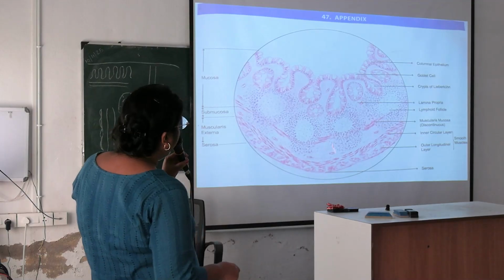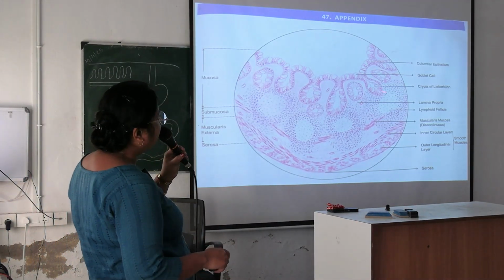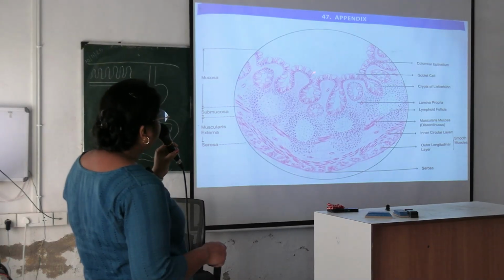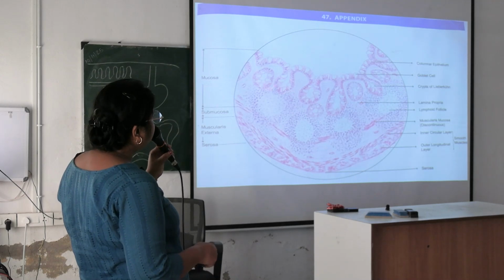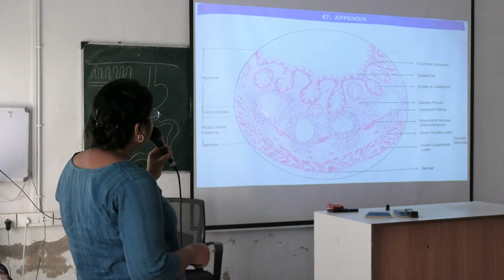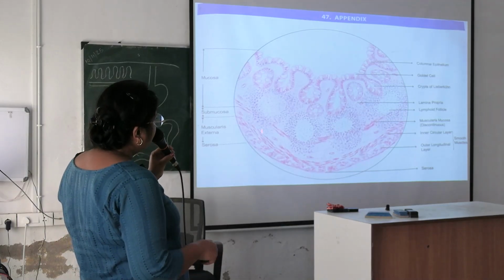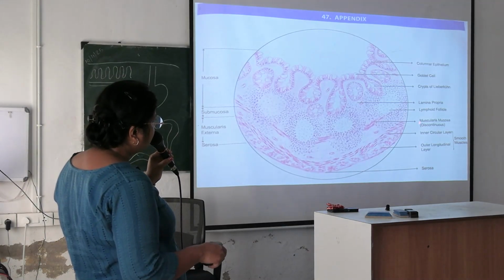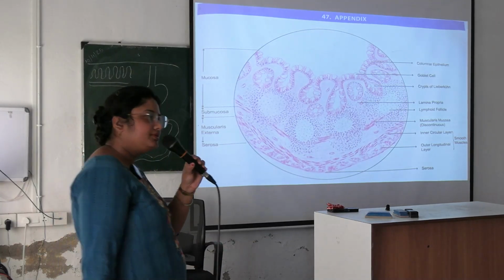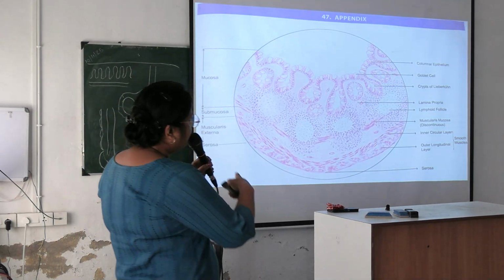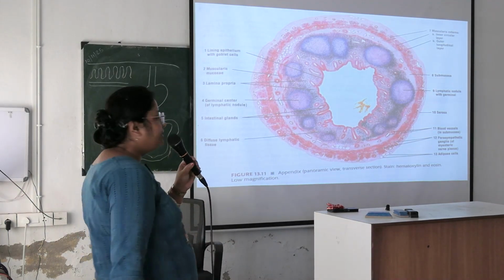So this diagram we draw for appendix. Lining epithelium, simple columnar epithelium with goblet cells. In the lamina propria, sections of glands you can see. These are the lymphoid follicles extending from lamina propria to submucosa. Muscularis mucosa, some muscle fibers are there. Submucosa, then muscularis externa, inner circular, outer longitudinal layer. Outermost is the serosa. Okay, understood? It also has a mesentery-like extension. Okay, it is covered by the peritoneum.